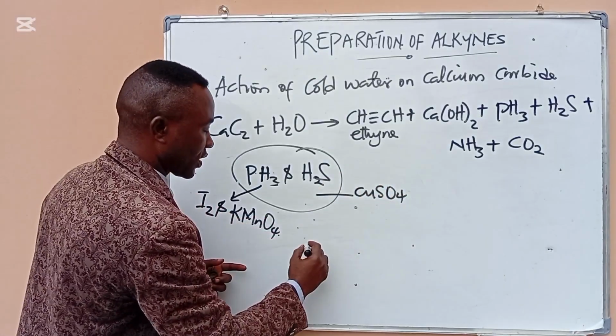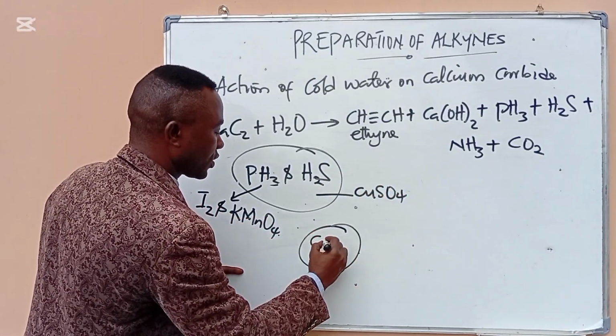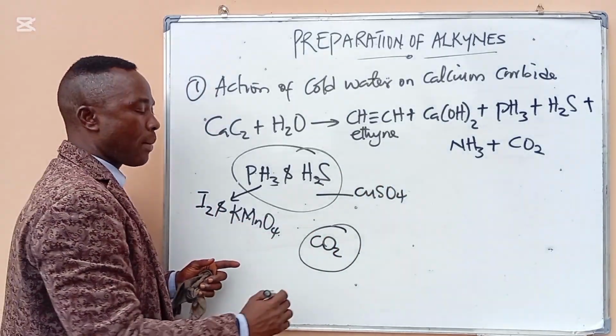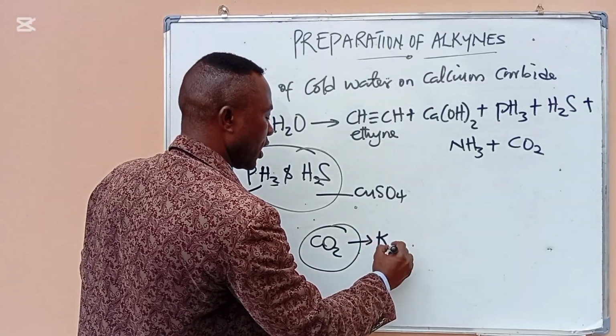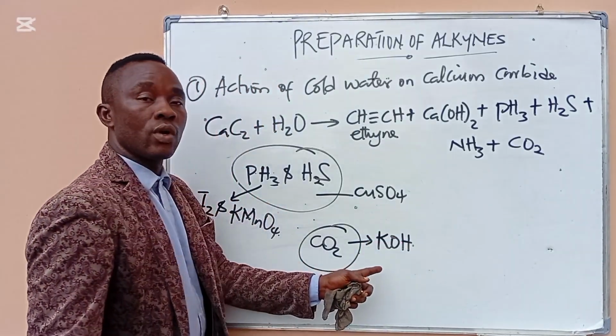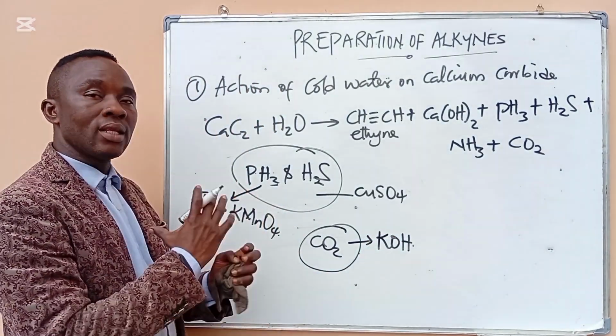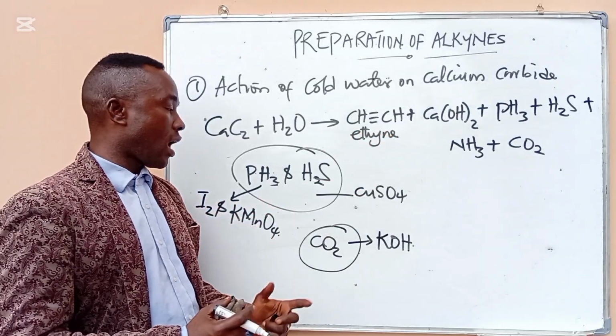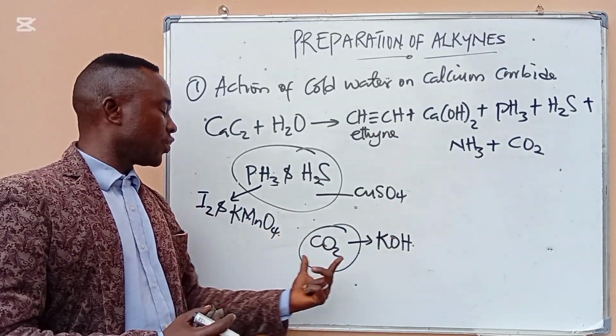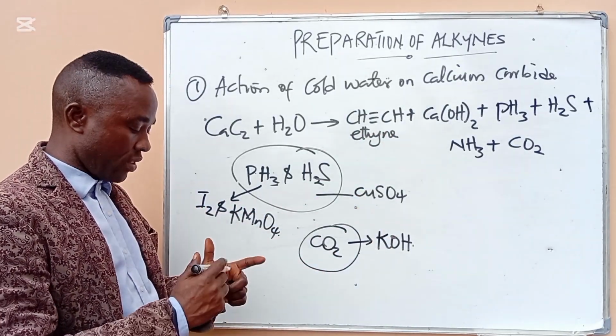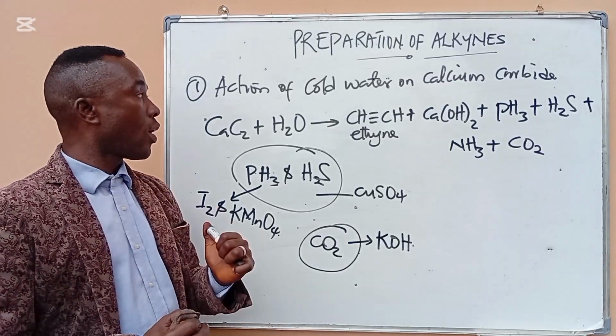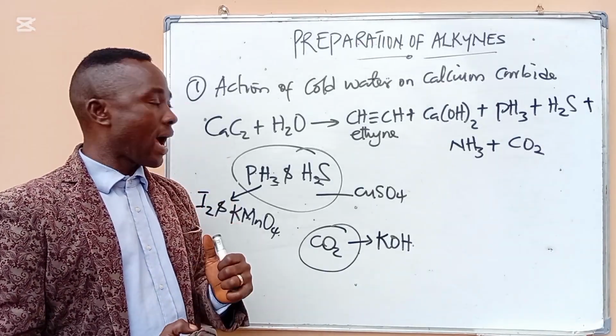Then the carbon 4 oxide, which is CO2, can be absorbed using KOH, that is potassium hydroxide. So depending on the impurity that you have, you can use any of these reagents to remove them. That is number one on the preparation of alkynes.